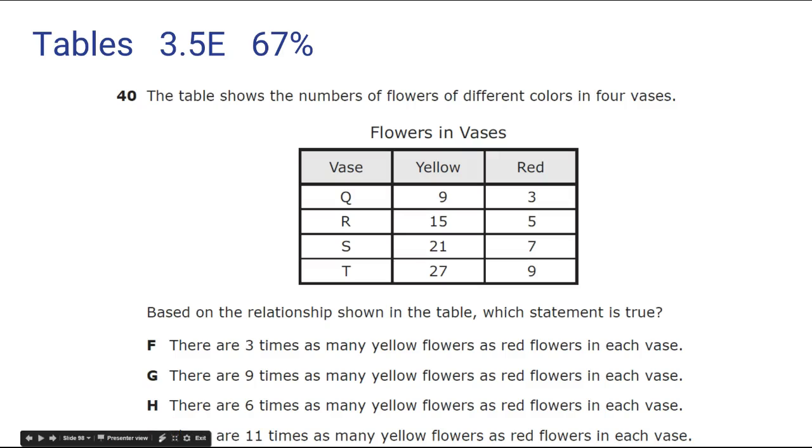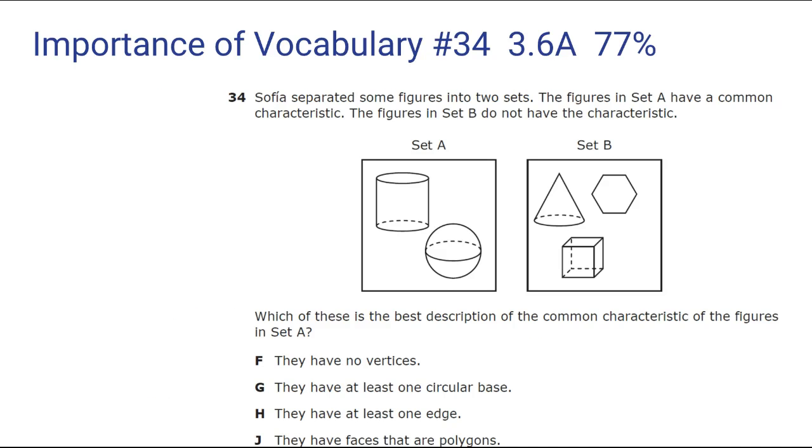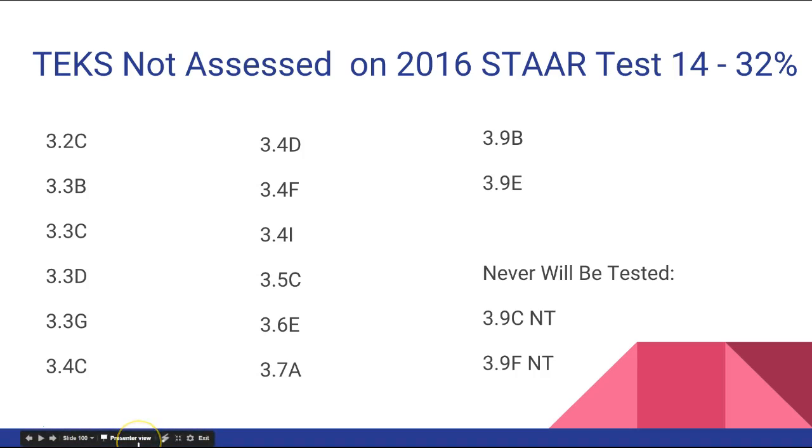Tables. There were lots of tables, as always on the third grade test. The vocabulary was very important to be able to find the correct answer. Now, if you're thinking about using this test as a possible mock test, just be aware that there are 14 TEKS that were not tested on this test. So that's 32% of our student expectations that were not tested. So you might want to think of doing something for these particular TEKS. And of course we have these two that didn't count with those 14 that will never be tested.